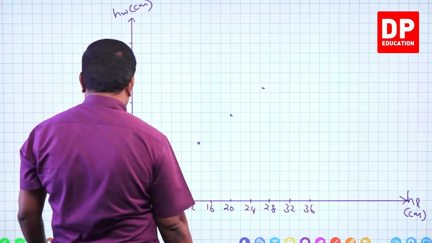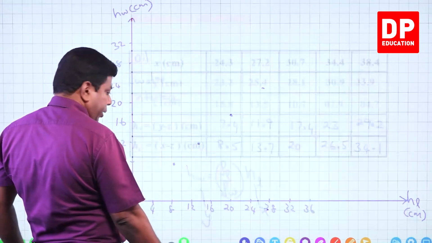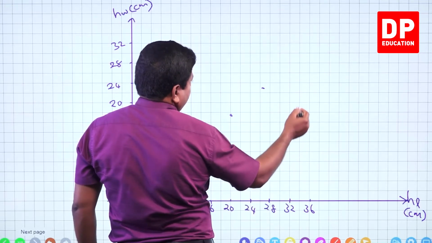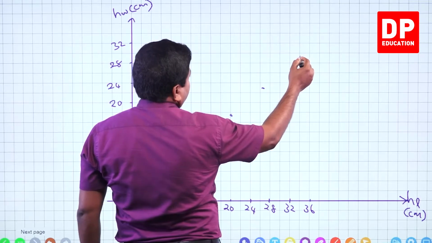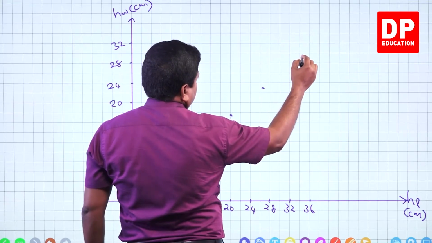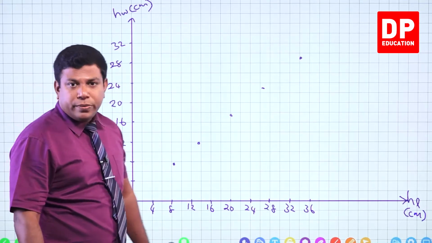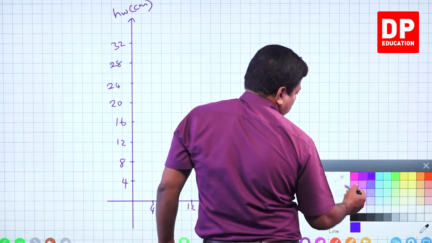Right. 34.1 and 29.2. 34.1 on the x-axis, 29.2 on the y-axis. Right, that's how you get the points. Let's draw the straight line. Seems like we'll get a nice straight line through the origin. Let's see.